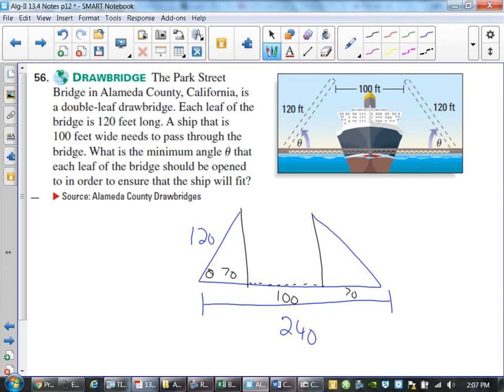What trig function are you going to use if you've got 70 on your adjacent and a hypotenuse of 120? You just use cosine. You have to use cosine to solve for theta. When we open it up and actually check, you guys get 54? Anybody else get 54?